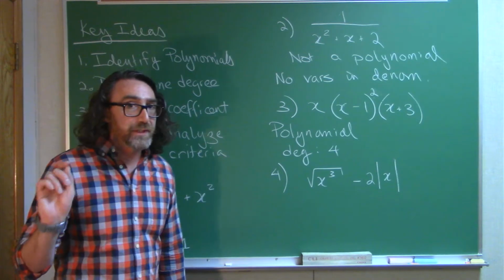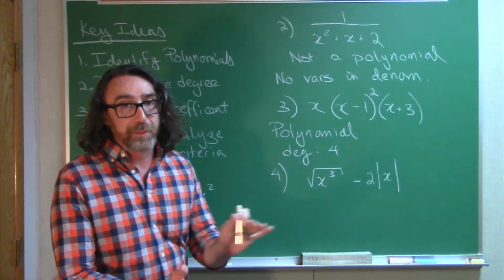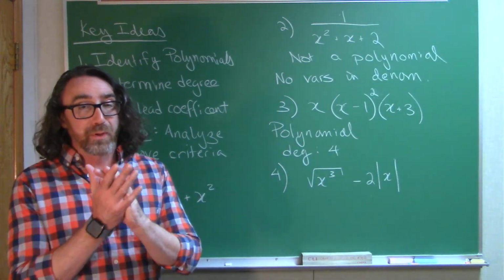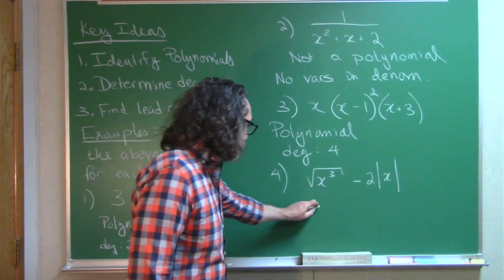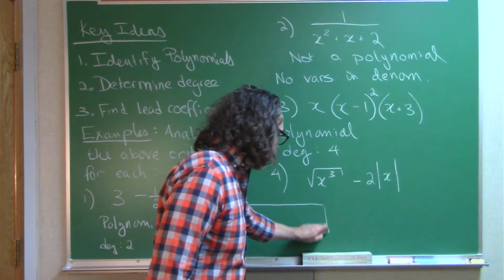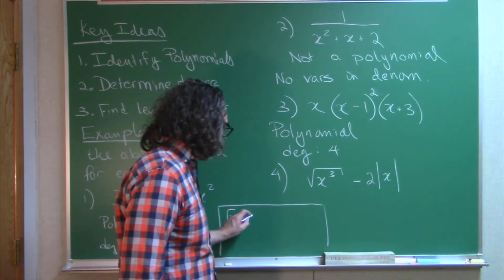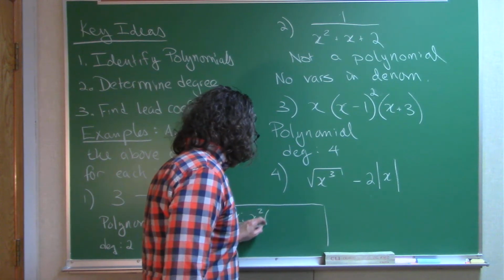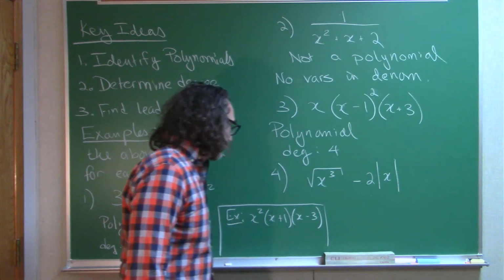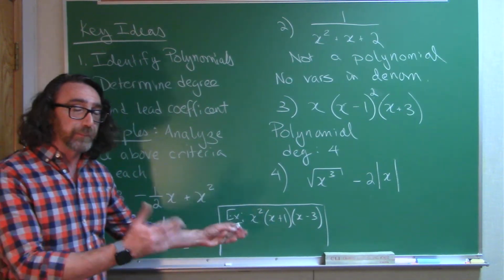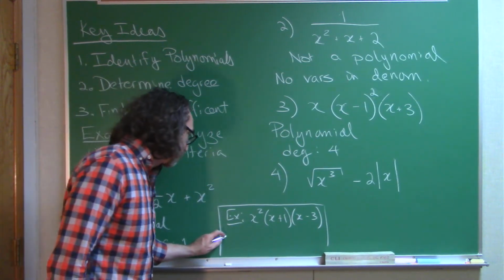Now, I seriously discourage you from multiplying this out. If you are given a polynomial in factored form in this class, please leave it factored. It'll make your life much easier. But let me just do a quick little example of something like this. Okay, let's say I had this expression. I'm claiming this is a polynomial of degree 4, just like this one is up here. Let me show you why.